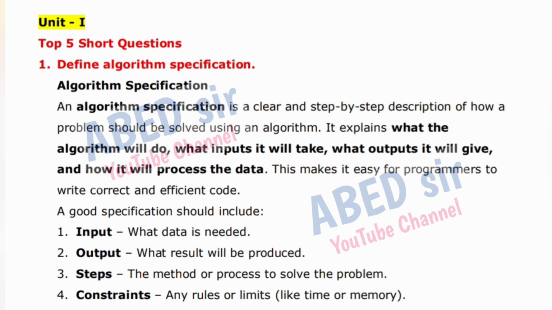A good specification should include: 1. Input, what data is needed. 2. Output, what result will be produced. 3. Steps, the method or process to solve the problem. 4. Constraints, any rules or limits, like time or memory.